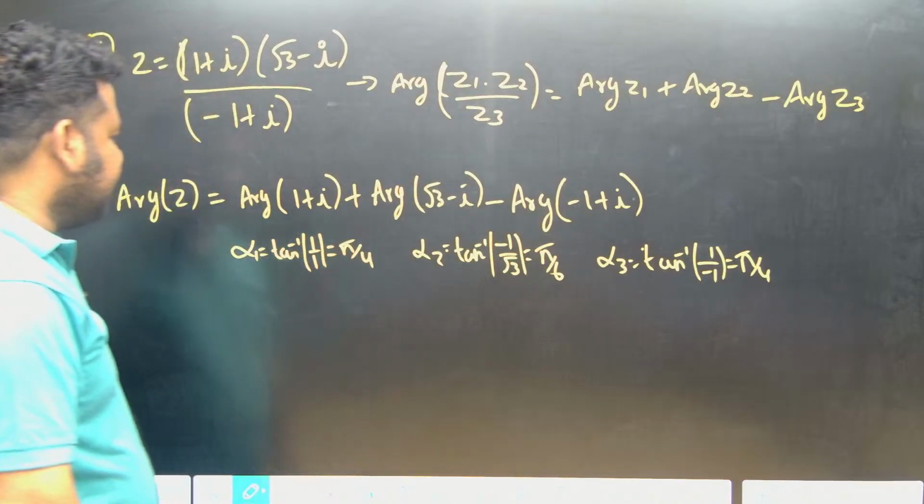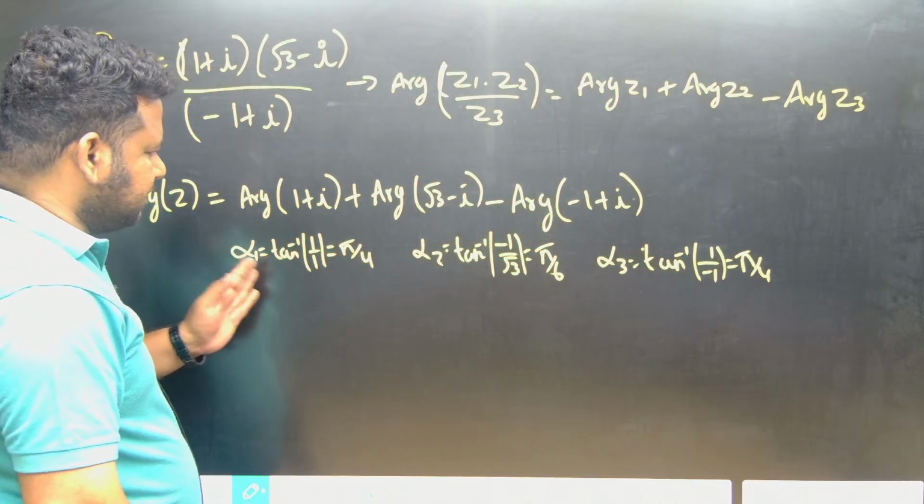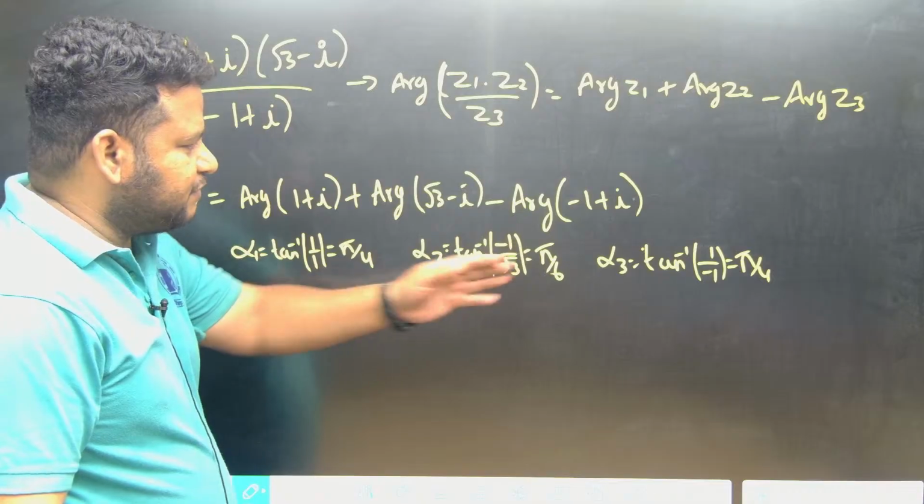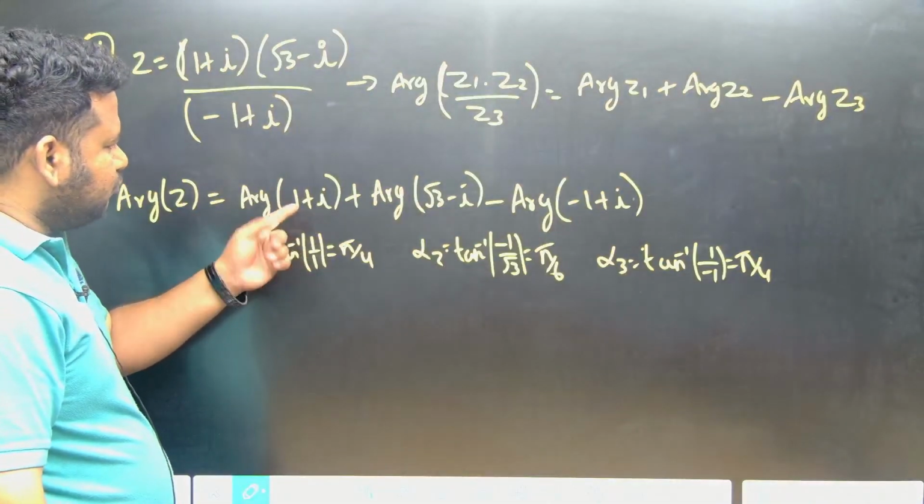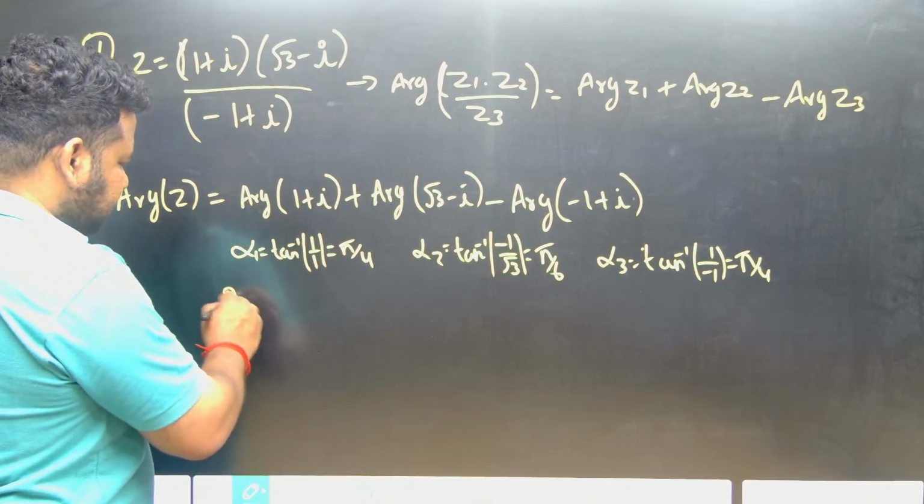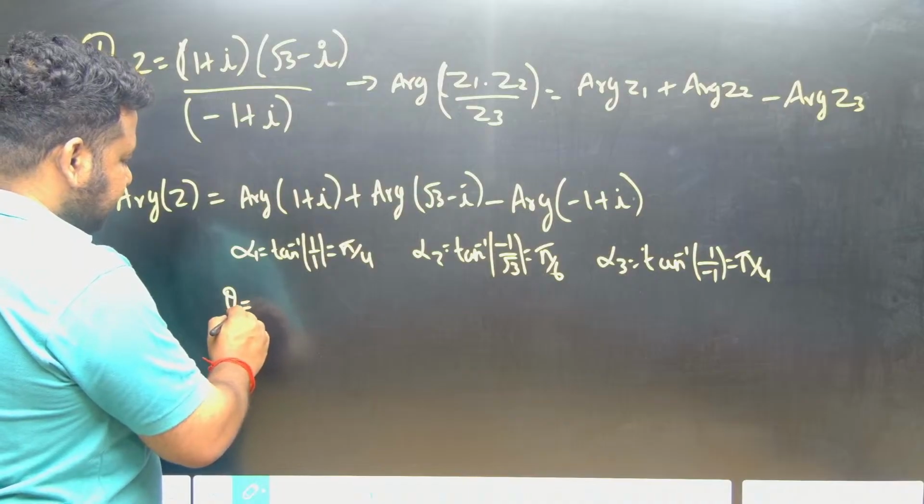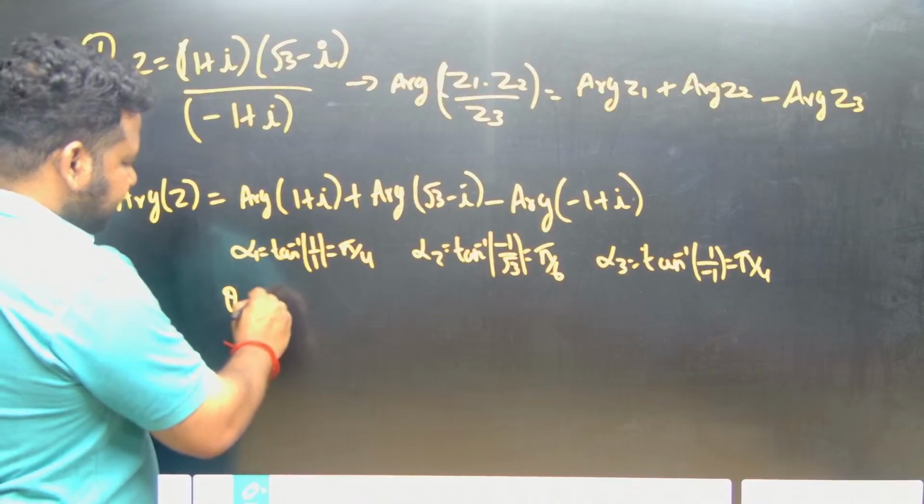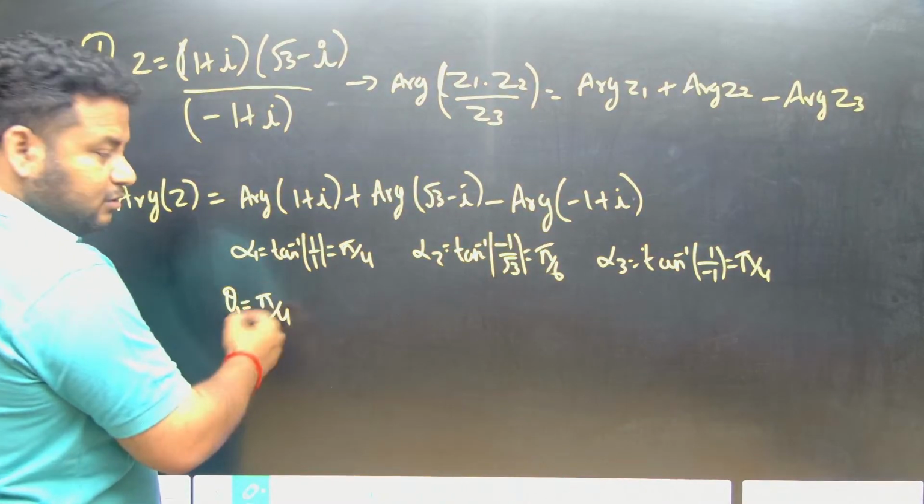Okay, now what can we do? Alpha 1, alpha 2, alpha 3 we got. Now, alpha 1, in which quadrant? Both are positive, so alpha 1 is in the first quadrant. In the first quadrant, theta 1 will be equal to alpha itself. I can write it as pi by 4 itself.